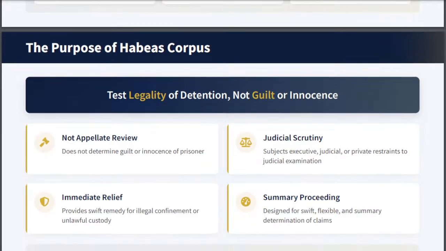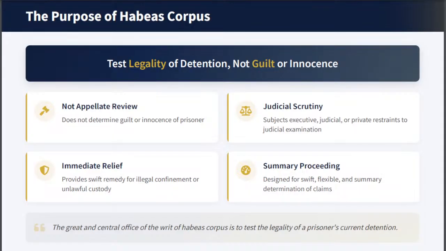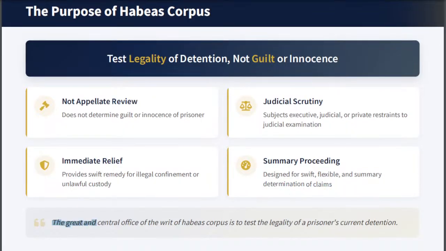So, the purpose of habeas corpus. It tests the legality of detention, not guilt or innocence. It's not an appellate review. It does not determine the guilt or innocence of a prisoner. It's judicial scrutiny: it subjects executive, judicial, or private restraints to judicial examination. But it provides immediate relief, a swift remedy for illegal confinement or unlawful custody, and a summary proceeding designed to be swift, flexible, and a summary determination of claims. The great and central office of the writ of habeas corpus is to test the legality of a prisoner's current detention.